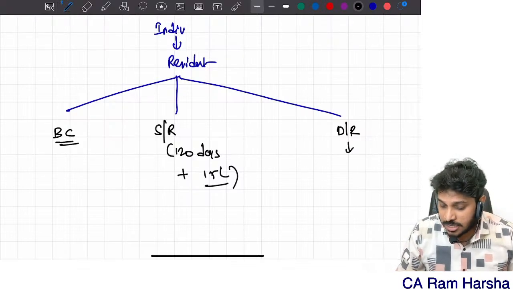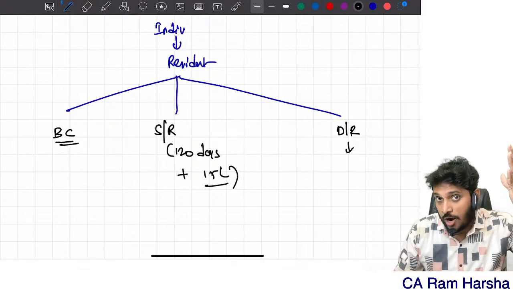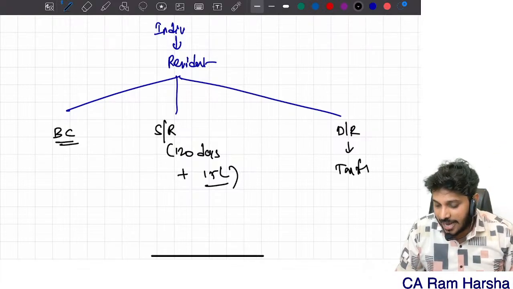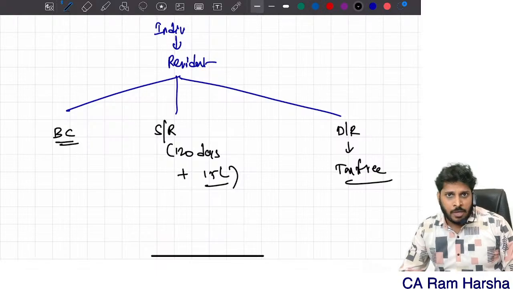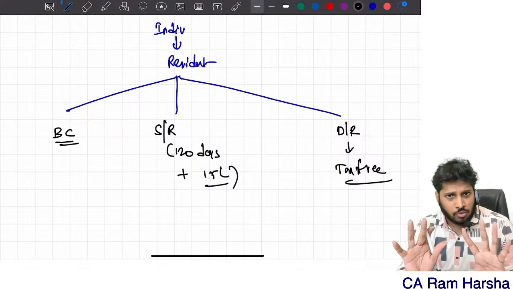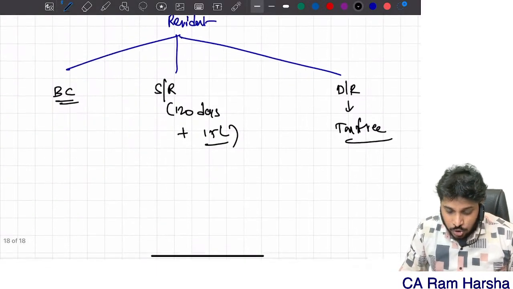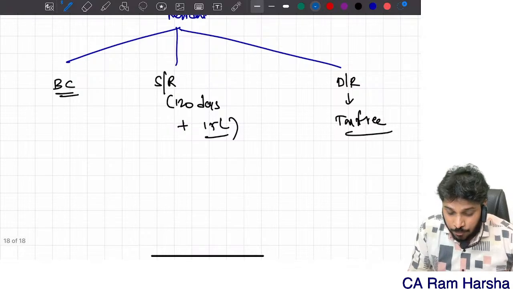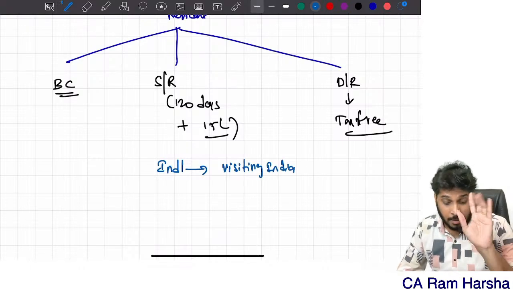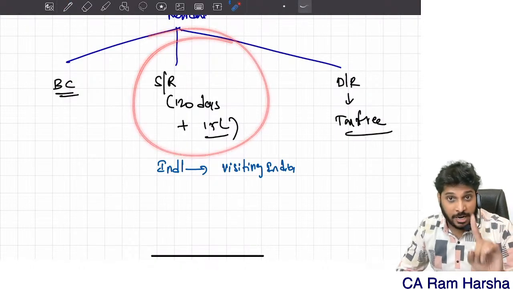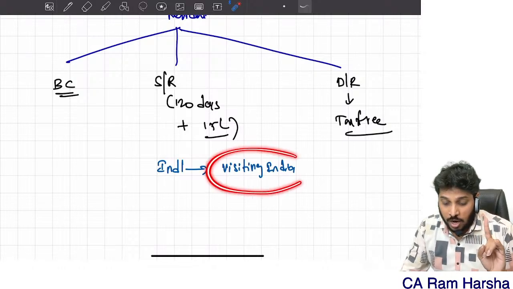What is a deemed resident? He is staying somewhere abroad, in a country which is tax-free. Are you getting it? No, don't worry. In this category 2, these individuals are visiting India. Remember, category 2 can be applied only for those who are visiting India.